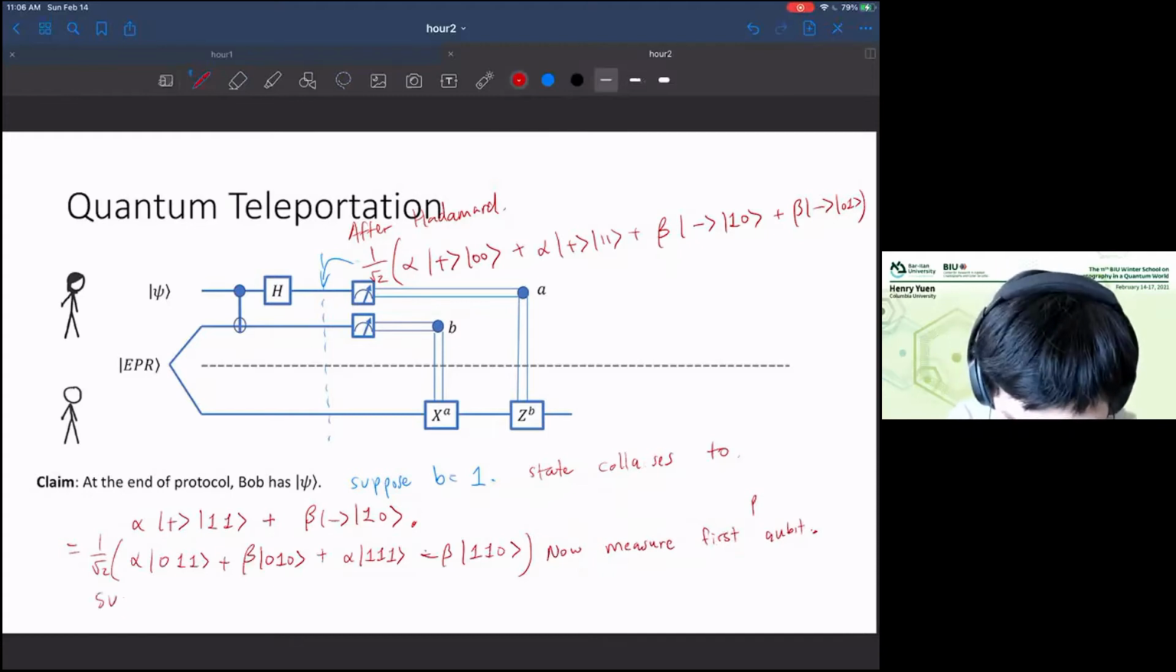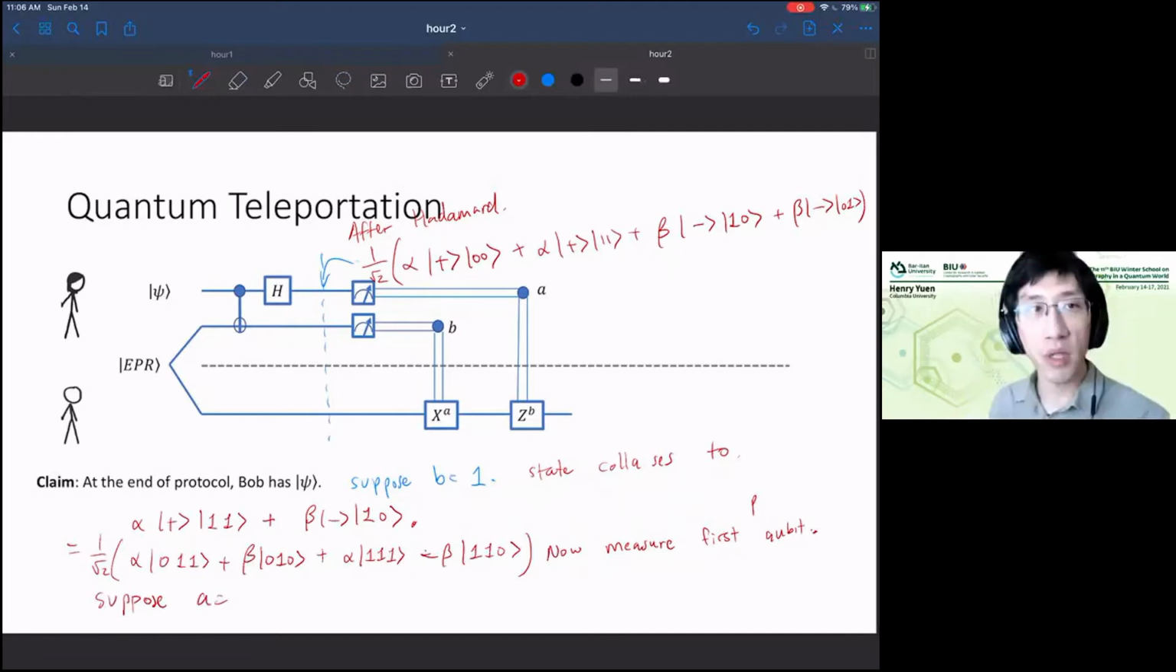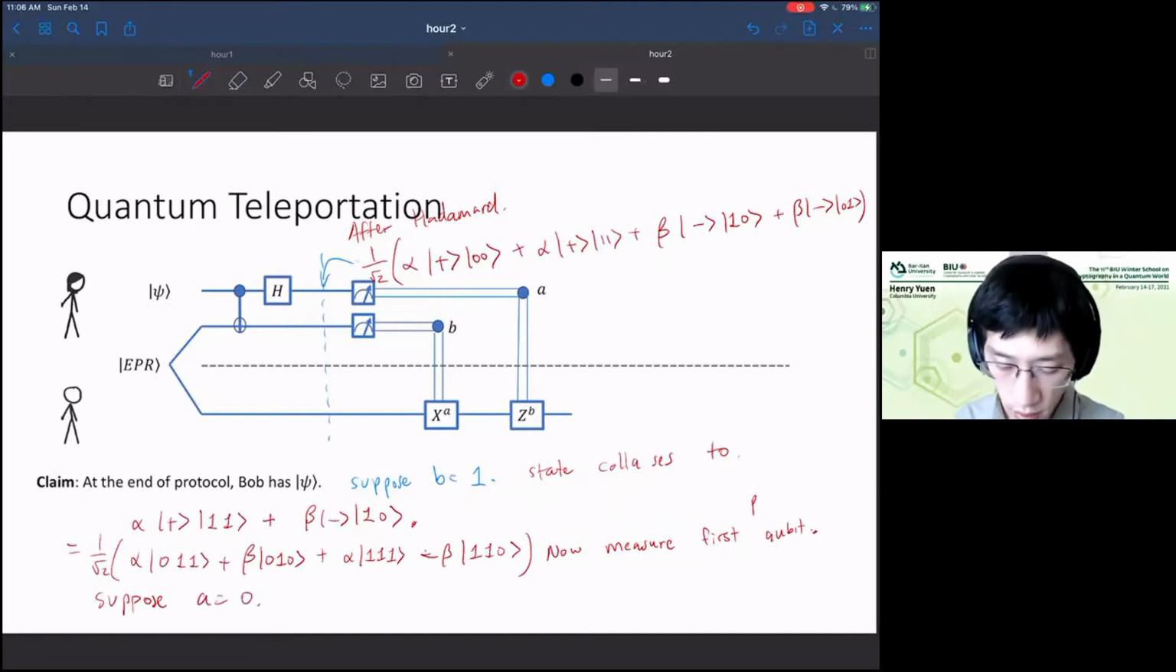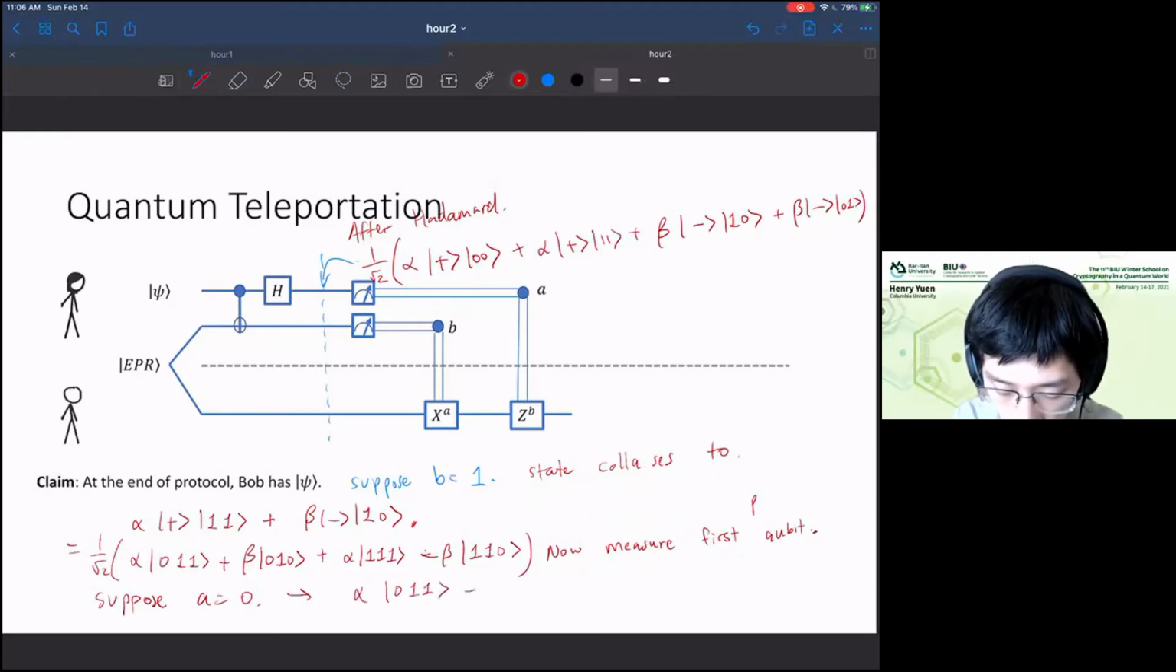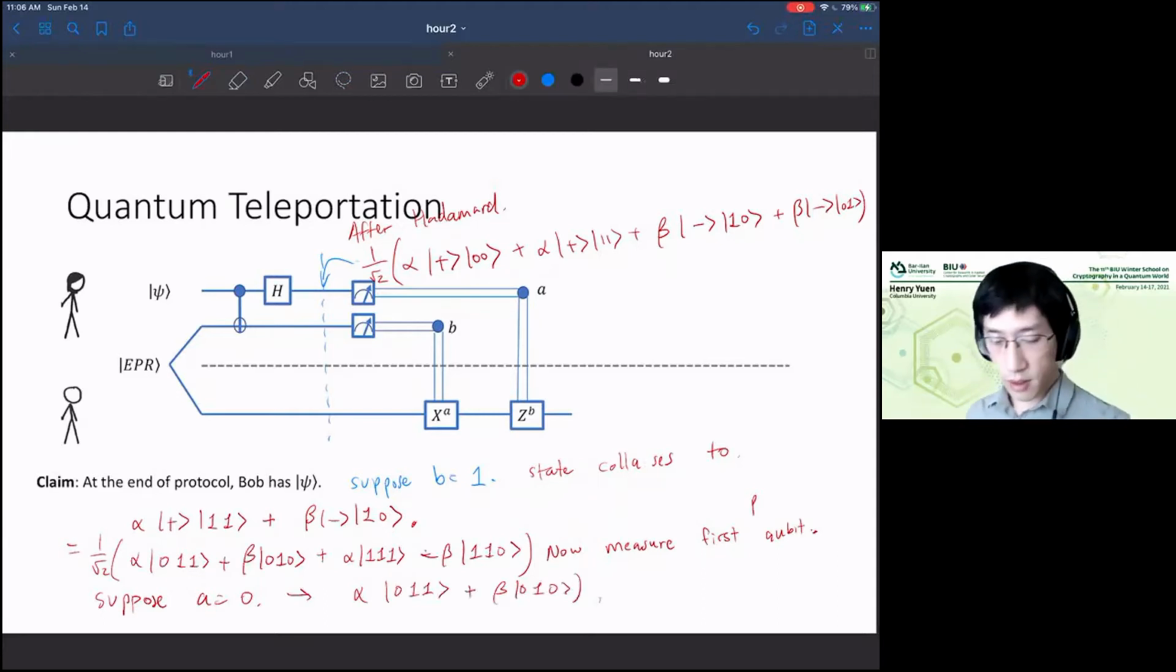And suppose A happened to be, I don't know, 0, right? That was the outcome that we got. Okay, then again, it collapses, we just delete all the terms that are not consistent with that. We get alpha 0, 1, 1 plus beta 0, 1, 0.